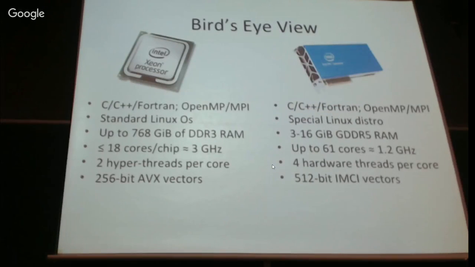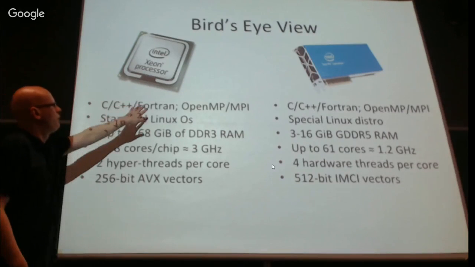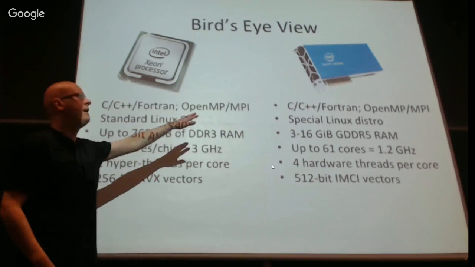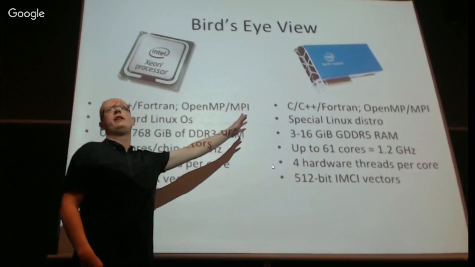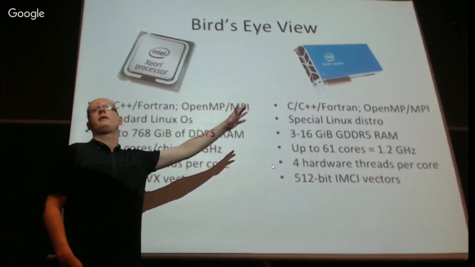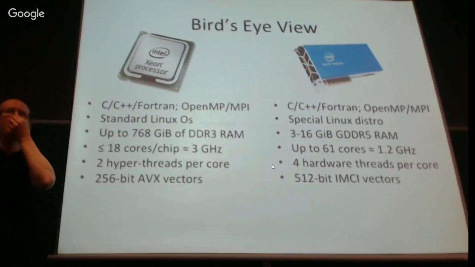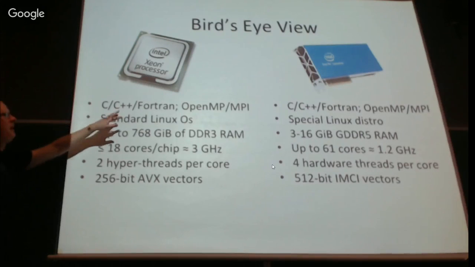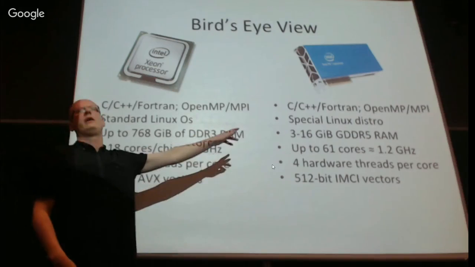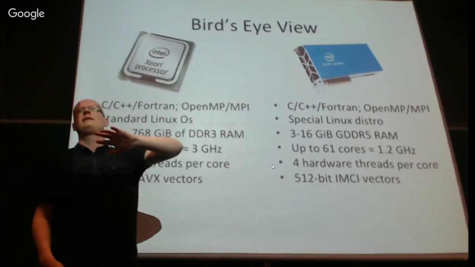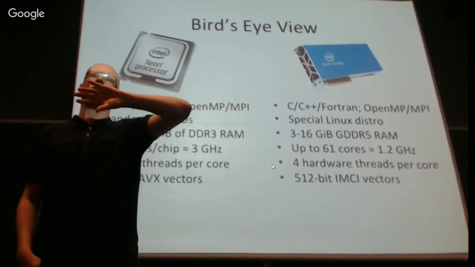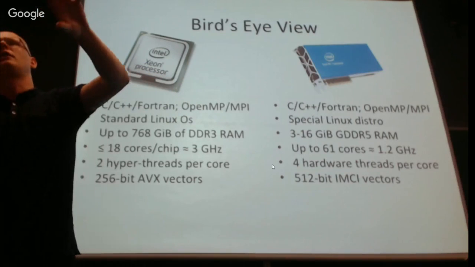So here's a bird's eye view of two platforms, Intel Xeon and Intel Xeon Phi coprocessor. You can program it in C++, Fortran, OpenMP, MPI, we know that already. But look, on Intel Xeon Phi, you can use the exact same programming models. That's great. You don't need to use CUDA. You don't need to use OpenCL. Standard Linux operating system, it has a special Linux distro on the coprocessor, okay? Lightweight distro, a lot of it is designed to take into account that it's a coprocessor rather than a processor, okay?